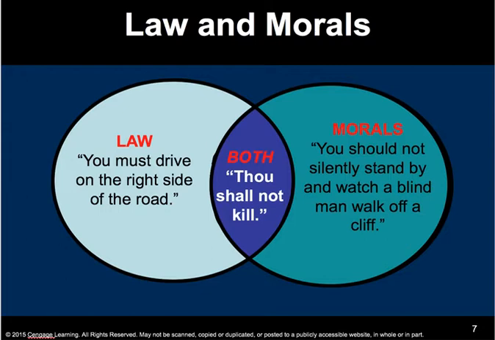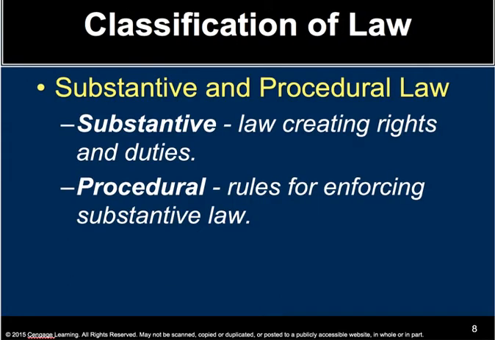So having spoken a little bit about the nature of law, let's move on and talk about the different classifications of law. As I mentioned, as lawyers, we like to make several classifications of law. So let's start off with one of the most basic, which is the difference between substantive and procedural law. Substantive law is the law that creates rights and duties. And procedural law is the rules for enforcing substantive law.